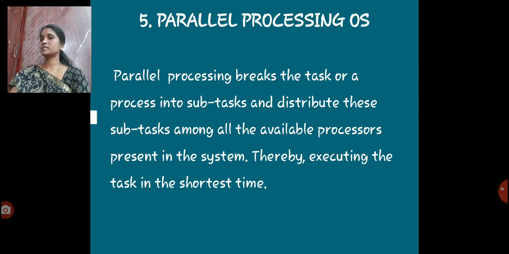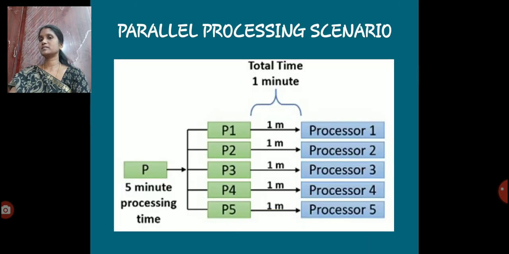So parallel processing breaks the task. Okay. Like this, the single process will take very little time for executing. See, this is the scenario. P is the process, one scenario of parallel processing. P is the process which actually takes 5 minutes for processing, and this P will be divided into 5 subtasks, namely P1, P2, P3, P4 and P5.